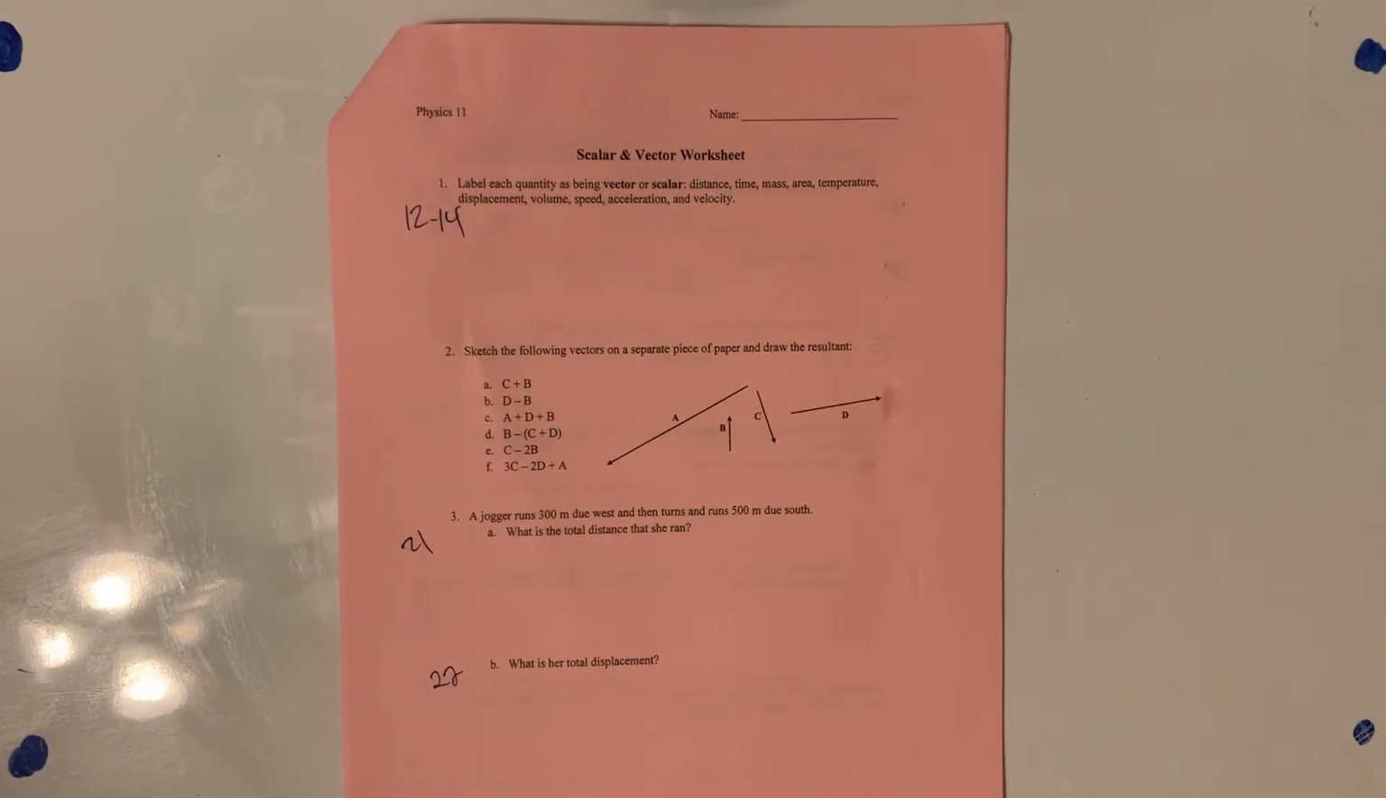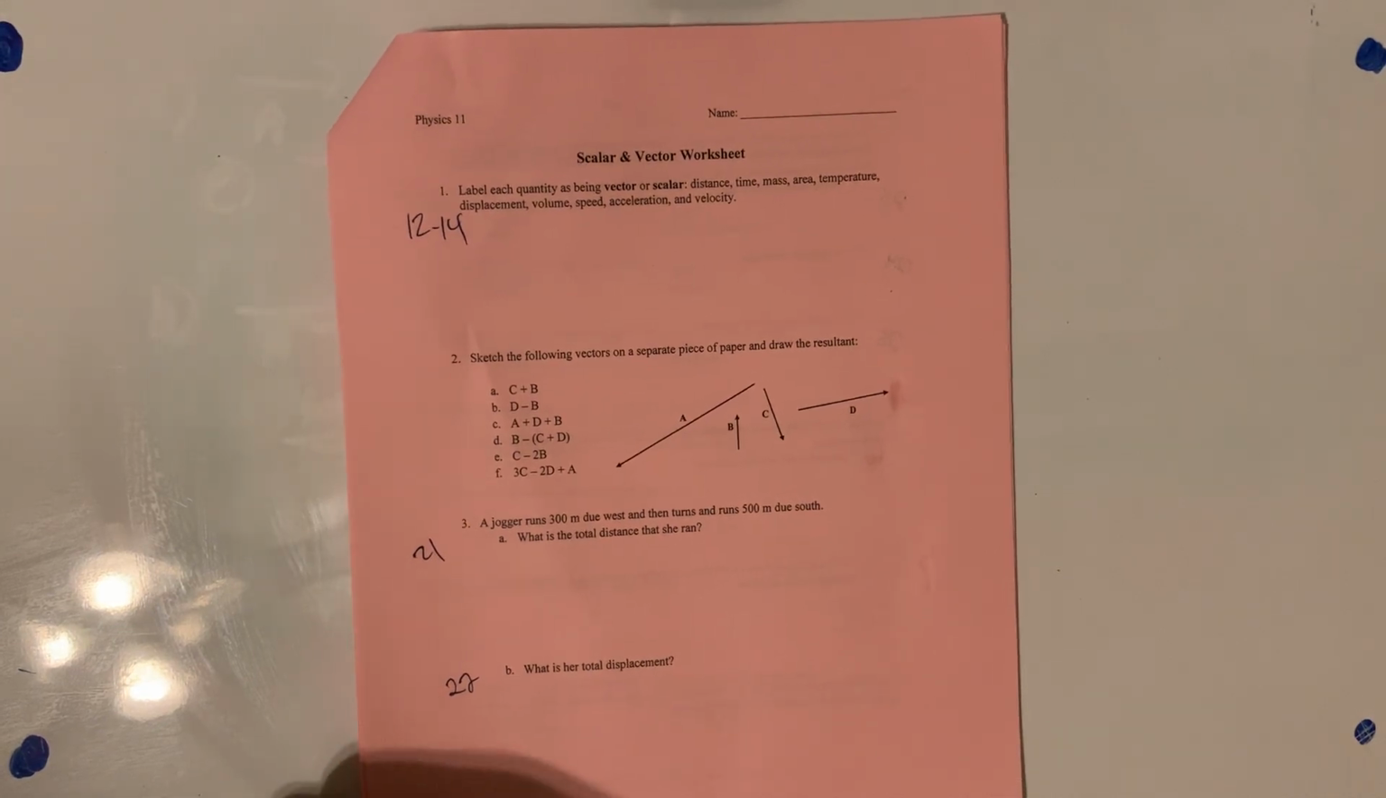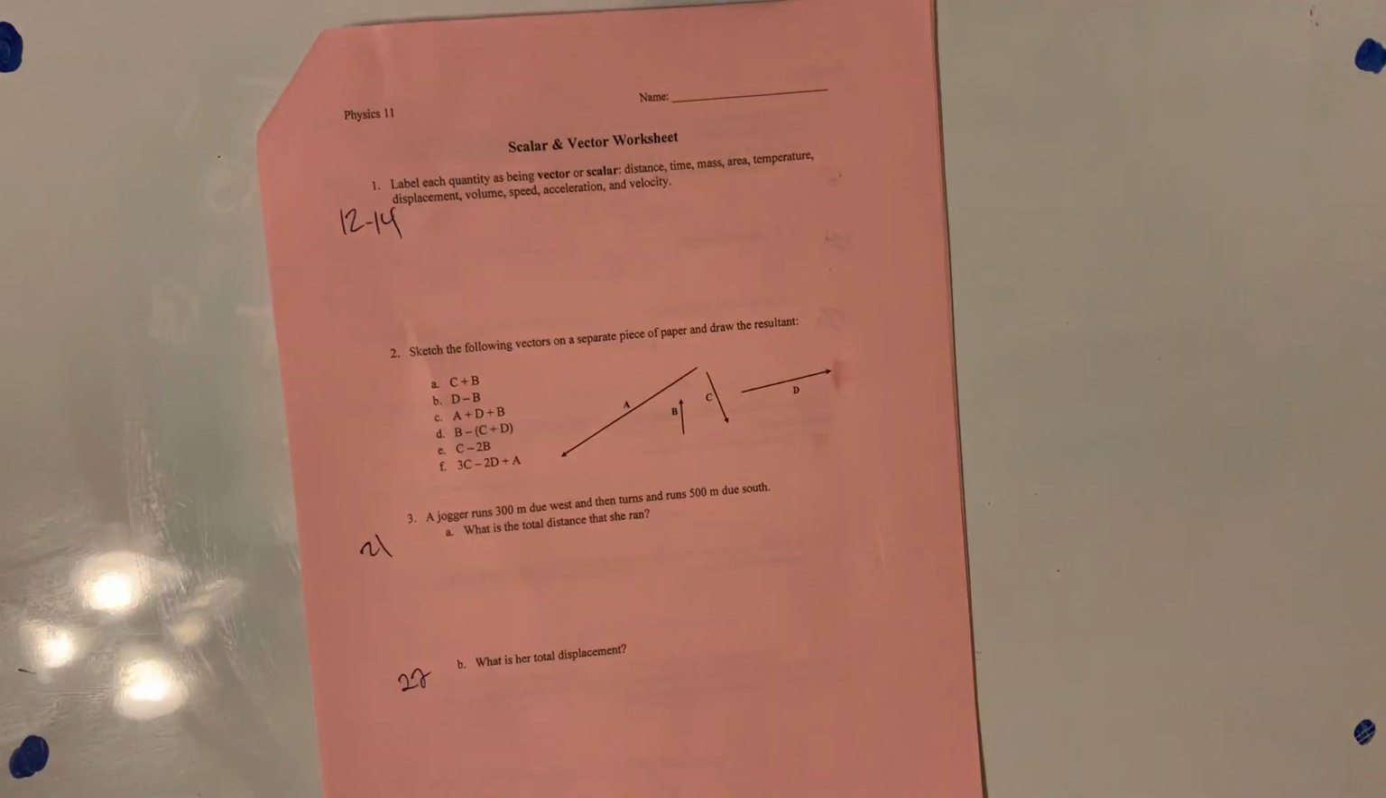Next worksheet you have is the scalar and vector worksheet. That's what it looks like. We're gonna do number 3, part A and B. So I'll put it out here for y'all. Number 3, a jogger runs 300 meters due west and then turns and runs 500 meters due south. What is the distance she ran, and what is her displacement? So it's really similar to the ones that we did for the distance and displacement worksheet.